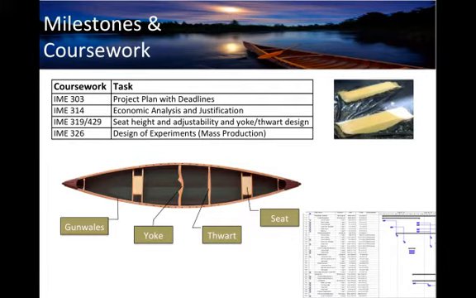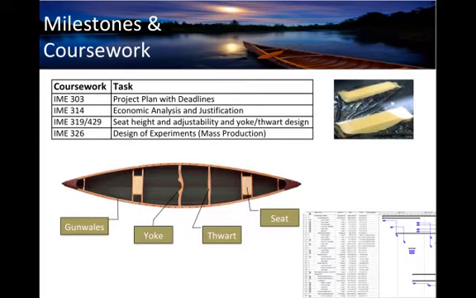Thirdly, IME 319 and 429, which is human factors and ergonomics. I needed these classes to figure out seat height and adjustability, as well as the yoke and the thwart design. So in the middle of this canoe, you can see the yoke and the thwart. The yoke is used for when you're carrying the canoe on top of your head, and there's a little cutout right there so that you can rest it on your shoulders right by your neck, or right on your neck.